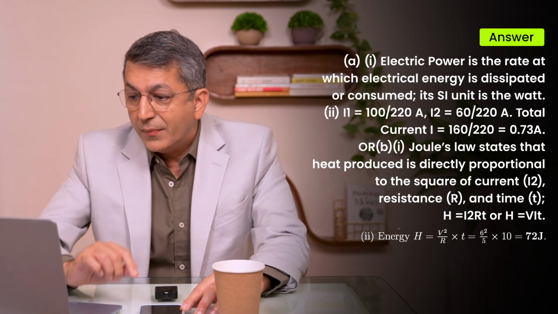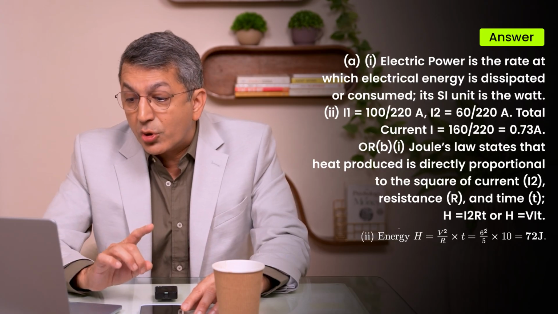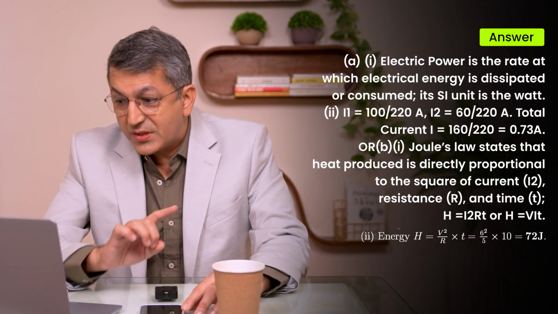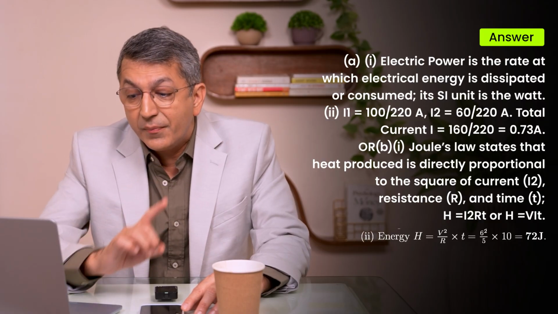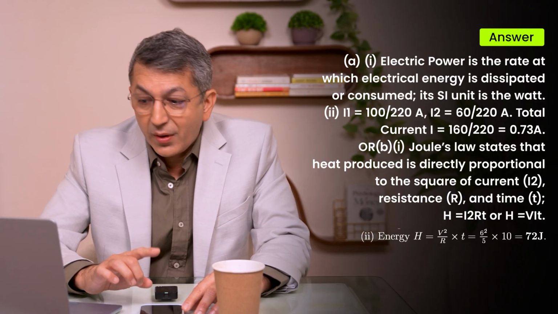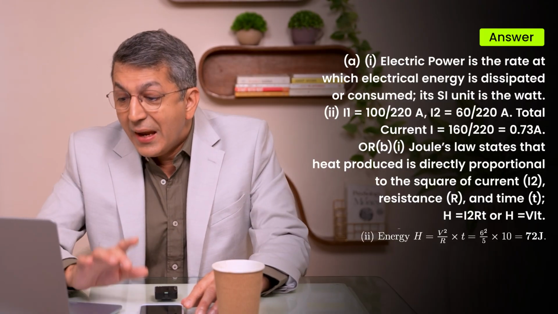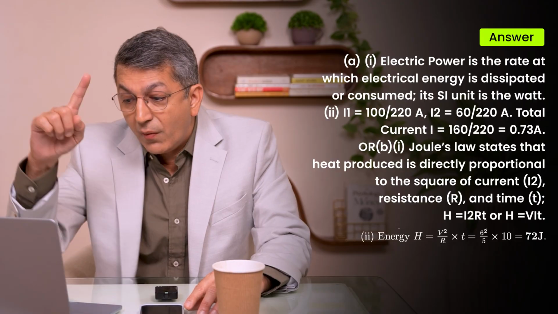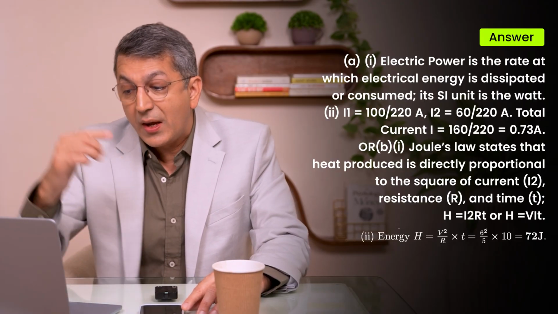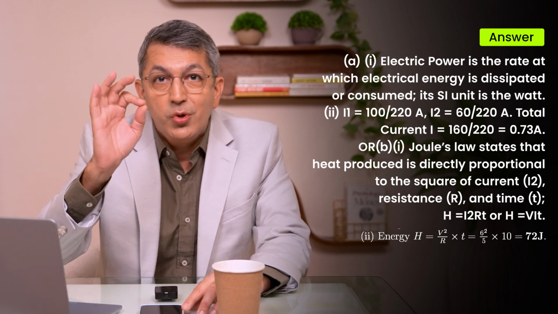Or B. Joule's law states that heat produced is directly proportional to the square of current I, resistance R, and time T. H is equal to I squared RT, or H is equal to VIT. 2. Energy H is equal to V squared upon R into T, is equal to 6 squared upon 5 multiplied by 10, is equal to 72 J.